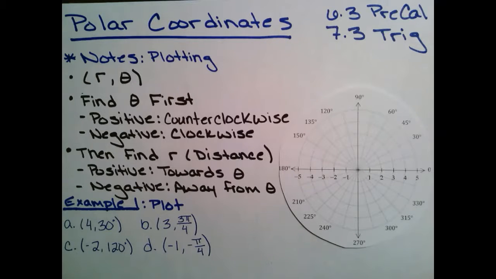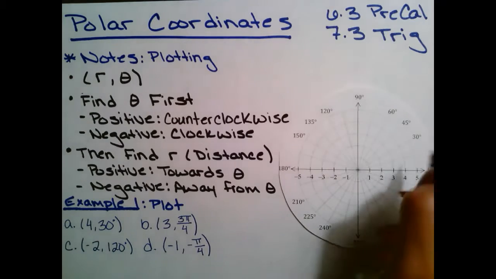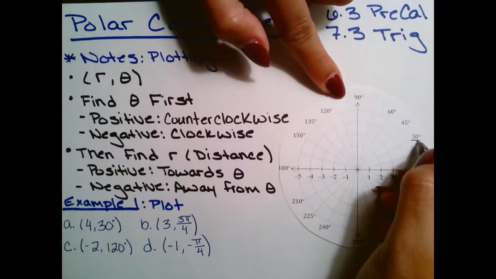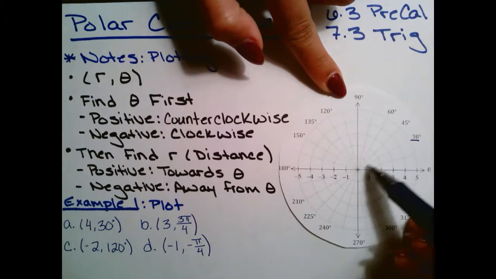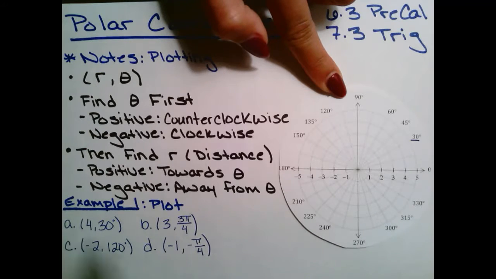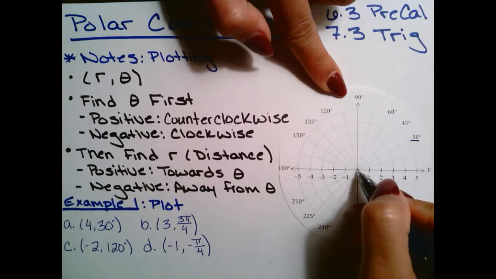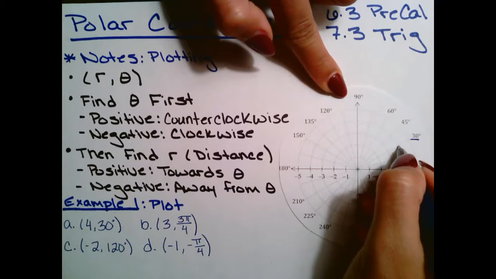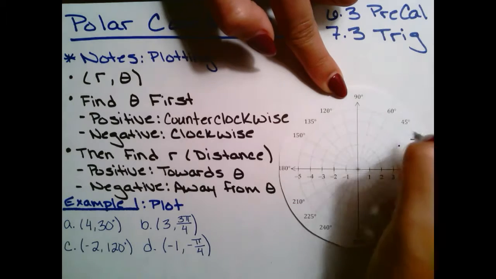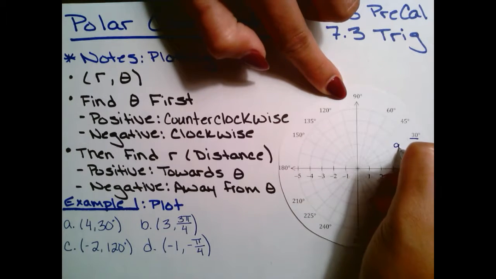So let's look at example A. This says 4, 30 degrees. Okay, so I'm going to start by looking at the degree, which is 30. I have 30 degrees right here. Okay. Once I spotted that line that I want to look at, now I see that r is 4, so I'm going to travel to the 4th ring out. 1, 2, 3, 4, and this is the intersection they want me to look at. And you know what? I'll even label that with an A.